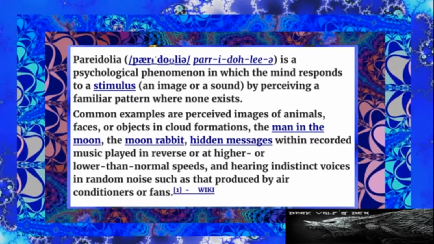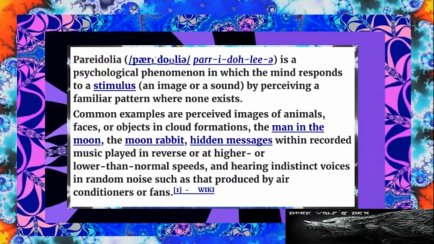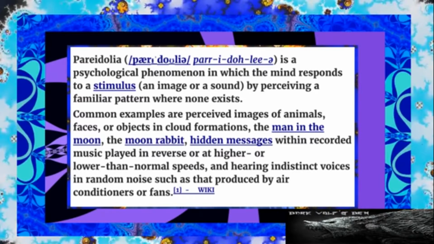Really interesting study. Hidden messages within recorded music played in reverse or at higher or lower than normal speeds. And hearing indistinct and random voices in things like air conditioners or fans. This is another reason low frequency waves mess with our heads so very much. This is a reason we have this, is we developed this over years and years and years of, I don't want to call it evolution because I hate that word, but it basically has evolved within us so that we can determine, when we're out hunting, what an animal is as opposed to another human. Then again, we do have some cannibals, but that's another story altogether.